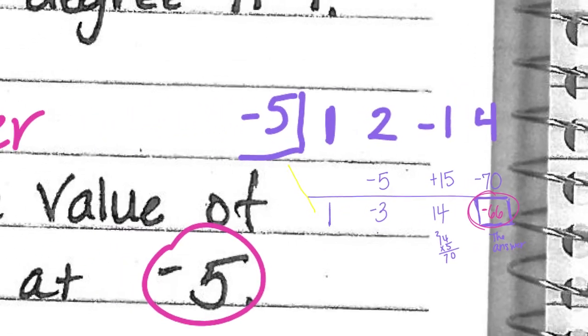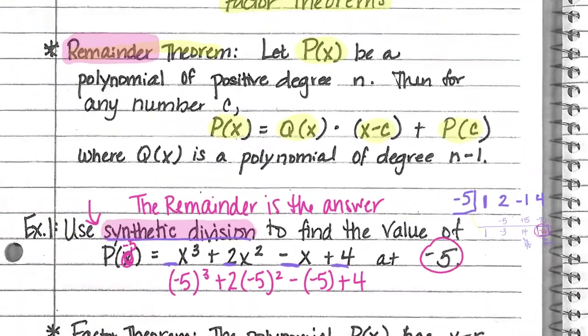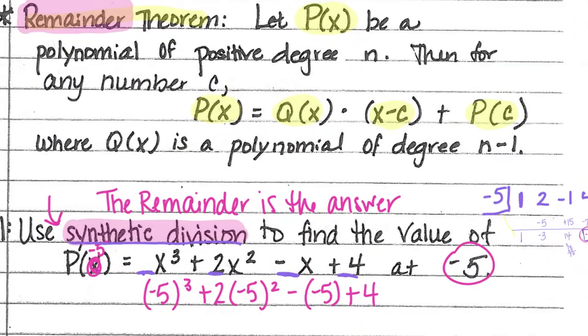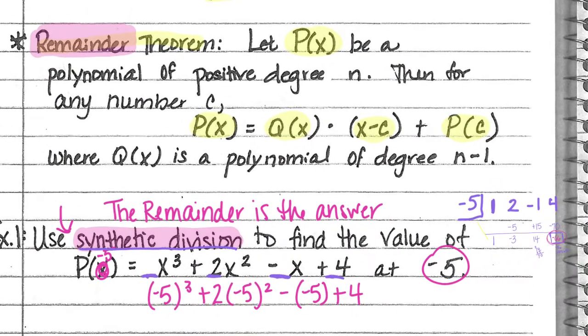Now, if I was to put that in, just as we did down here with the -5s, we would get the exact same answer of -66. So the answer, using the remainder theorem, where the remainder is the answer, is -66. So all we did was plug in this -5 in synthetic division to find the answer of -66.